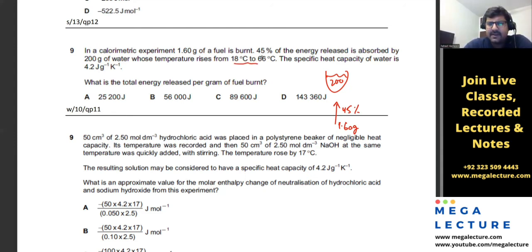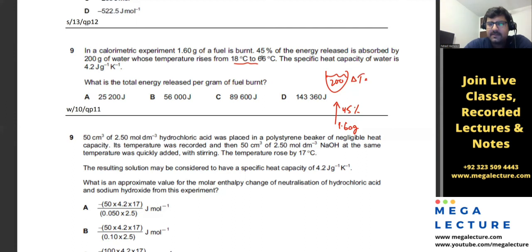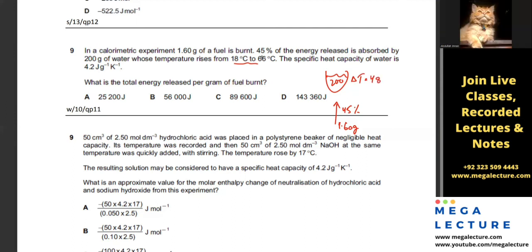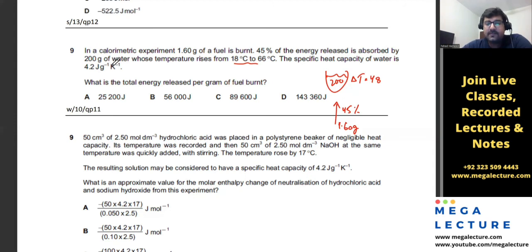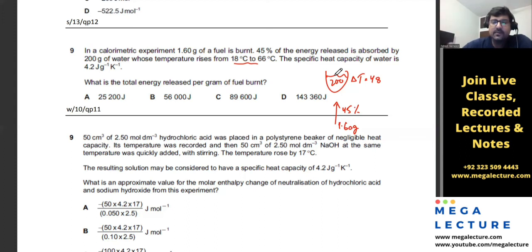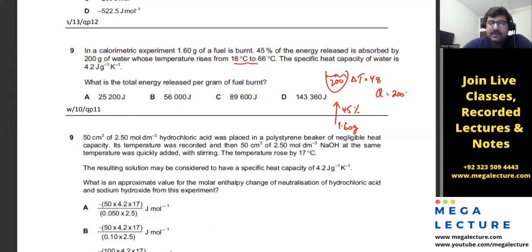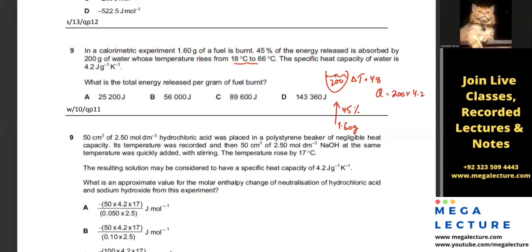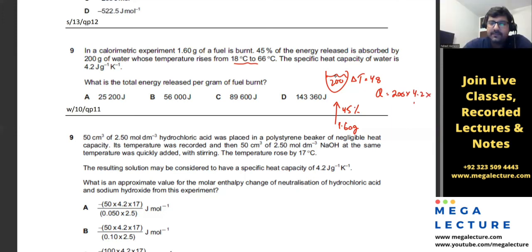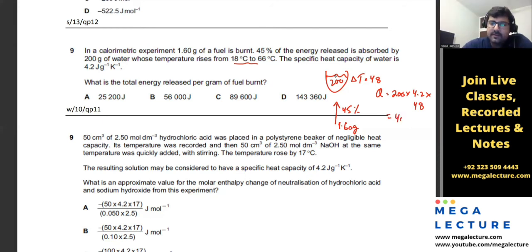So what is delta T? Is it 48? Yes, sir. Okay, so it's 48. And the heat capacity is given as 4.2. You don't take 4.18. So what is the total energy released per gram of the fuel burnt? First, what is the energy absorbed by the water? Q is equal to 200 times 4.20 times 48. So what is the energy absorbed by the water? 40,320 joules.